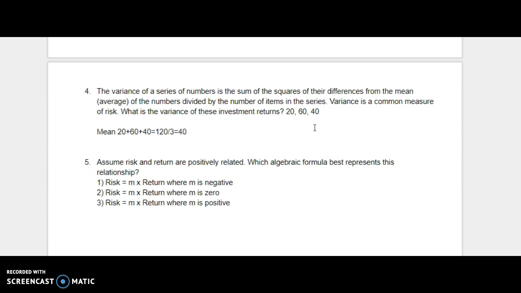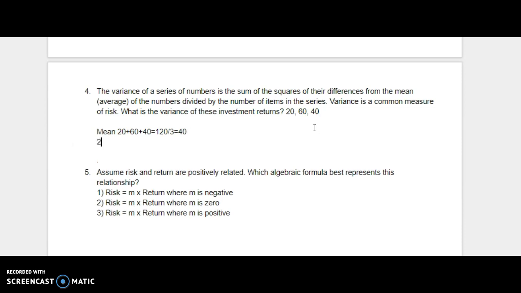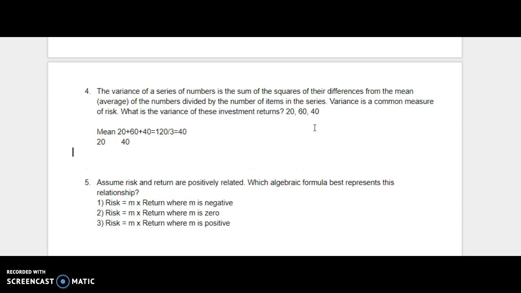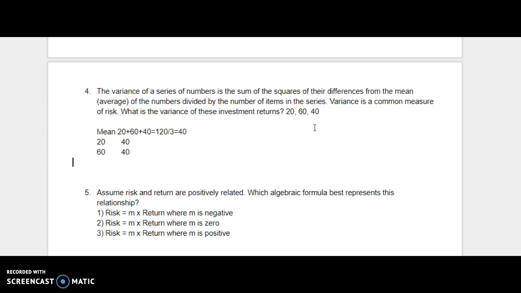The next thing we're going to do is see how far away each of these are from our mean of 40. So we'll start with 20, and then 60, and then finally 40 at the end. But we need to figure out how far these are apart. So 20 away from 40 is another 20 points. 60 away from 40 is another 20 points. And 40 is already 40, so there is no need for a difference there.